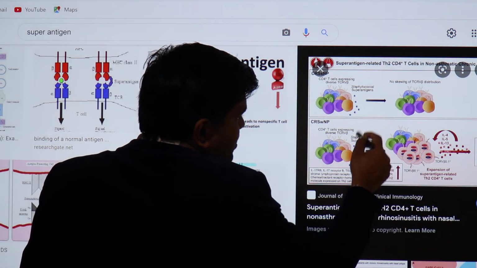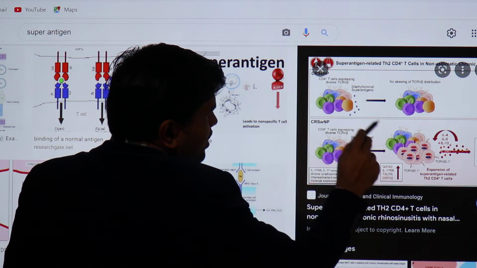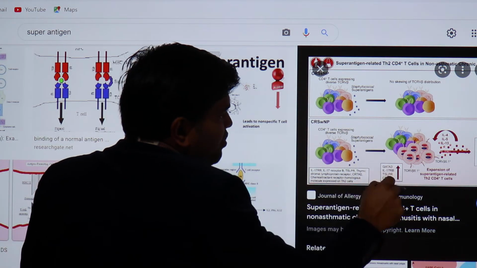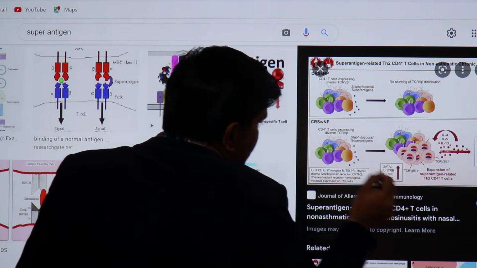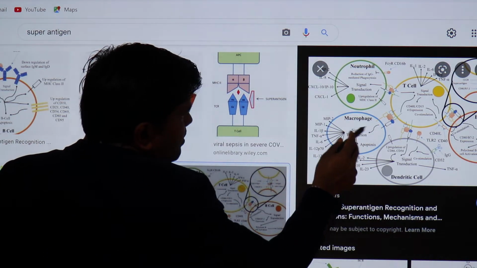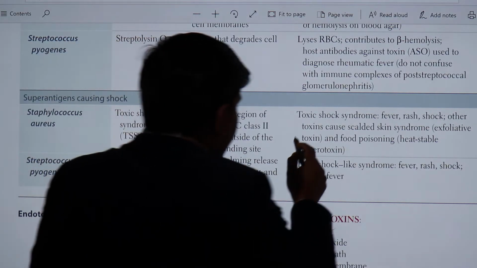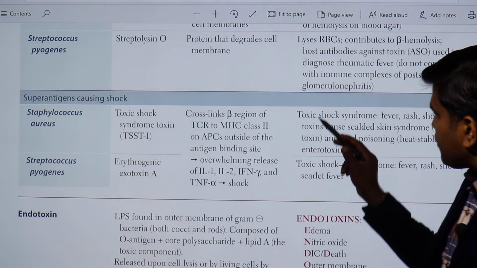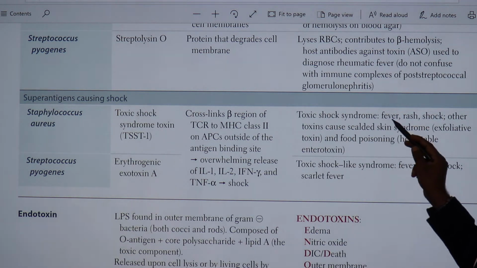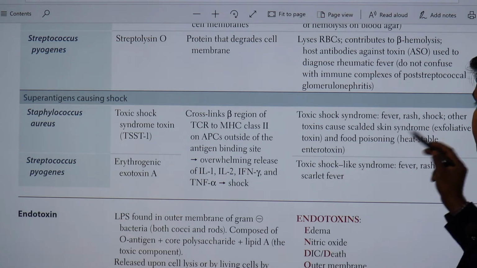A large amount of cytokines from the superantigen trigger an immune reaction within your body, and that leads to a lot of consequences. It activates all of your immune system, and because of that, the patient develops toxic shock syndrome, that is fever, rash, and shock. Other toxins cause scalded skin syndrome and food poisoning.